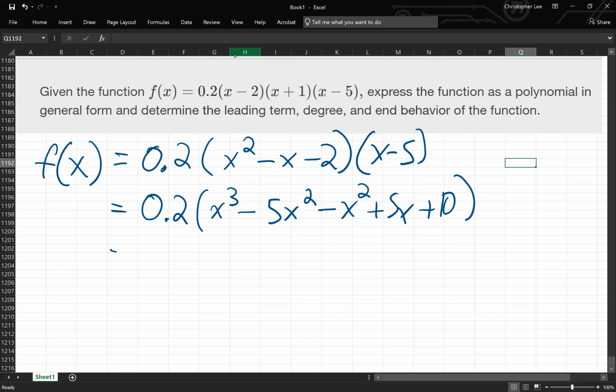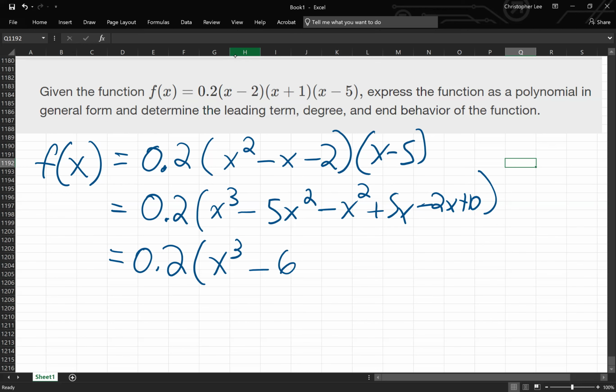Combine like terms. 0.2. I'm missing 2x. Where's 2x supposed to be? Let me see if I get it back. x squared, negative x squared, positive 5x, negative 2x, plus 10. That's it. Okay, combine like terms. I have negative 6x squared plus 3x plus 10. Very good.